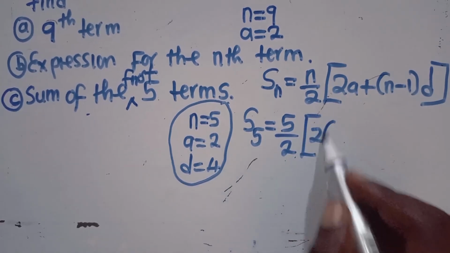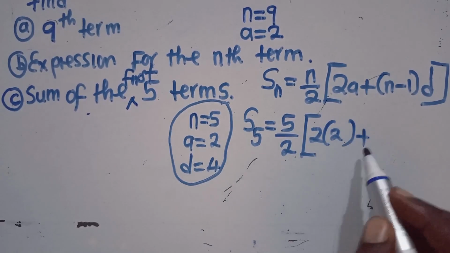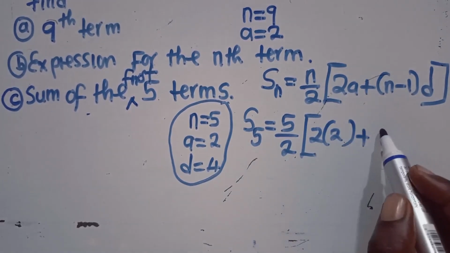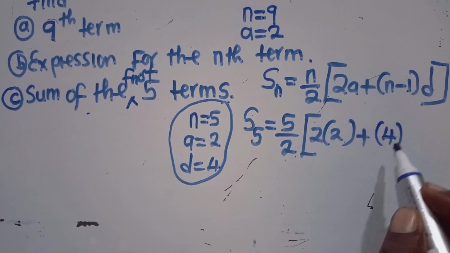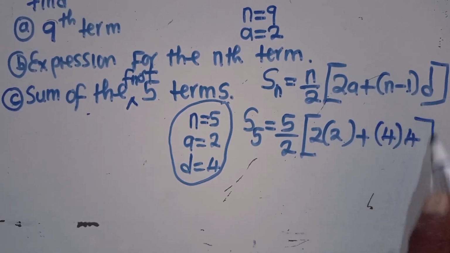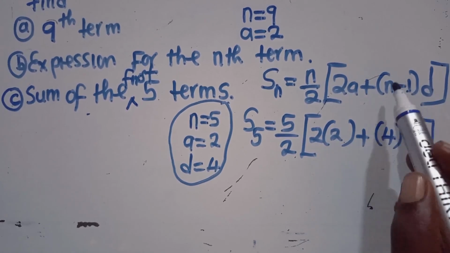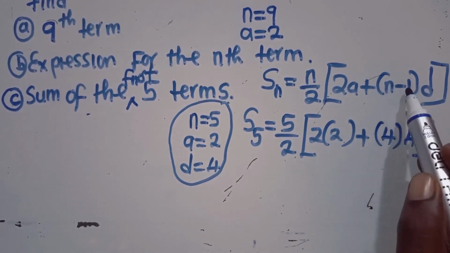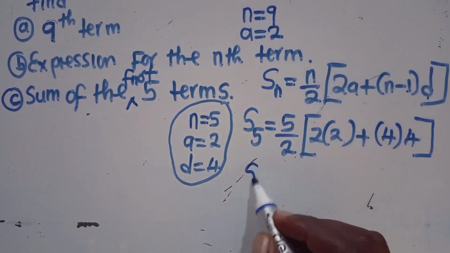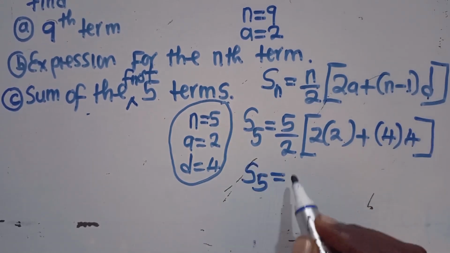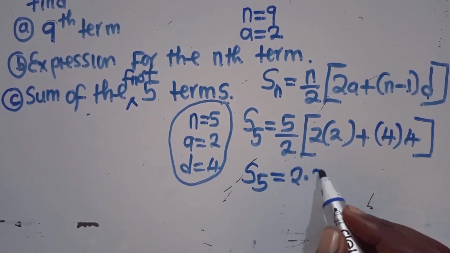2 times a, which is 2, plus n is what? n is 5. 5 minus 1, 4. So there it's 4 times 4 there. I believe you've seen n is 5. 5 minus 1, 4. Times the 4 that is outside, which is the common difference, where we say this is now equal to what? Here we get 2.5.